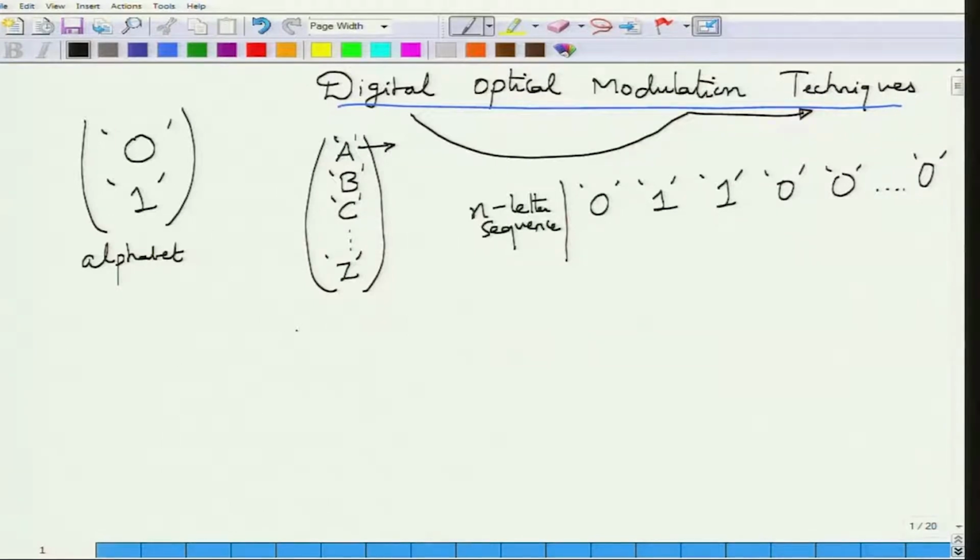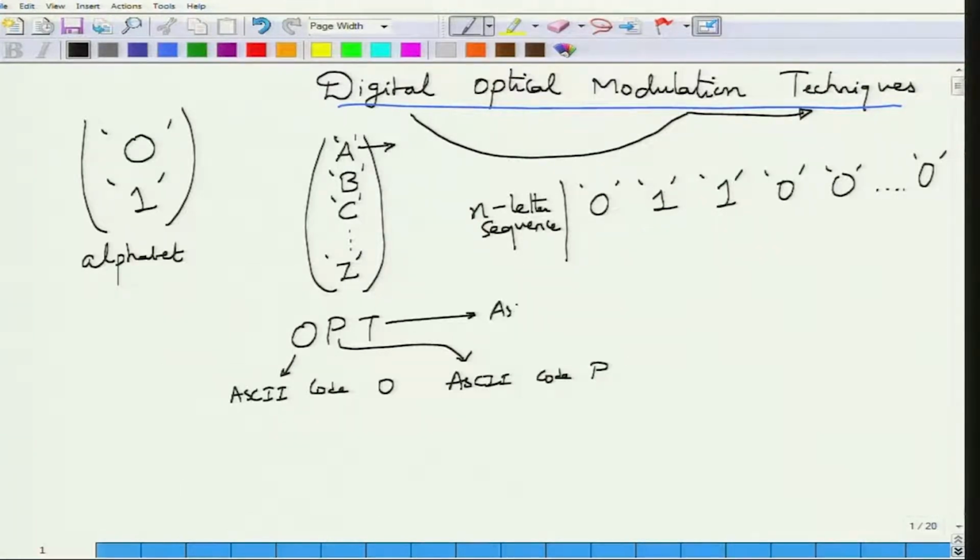So if I want to send OPT from the transmitter to the receiver, I will substitute this O with the corresponding ASCII code for O. I will substitute here the corresponding ASCII code for P, and here the ASCII code for T. So I can substitute each letter, which is originally in English, by that particular sequence made up of zeros and ones. In this way I can reduce any information that I want to transmit into a sequence of binary symbols. These are the binary letters.